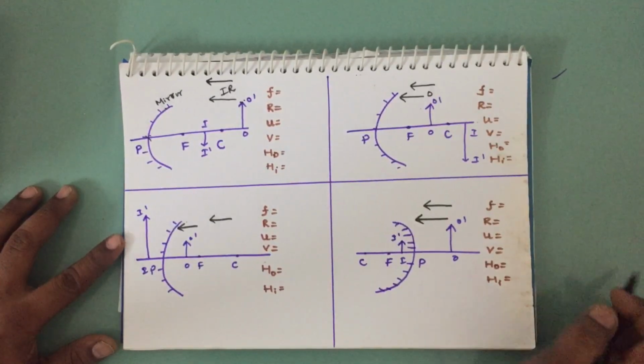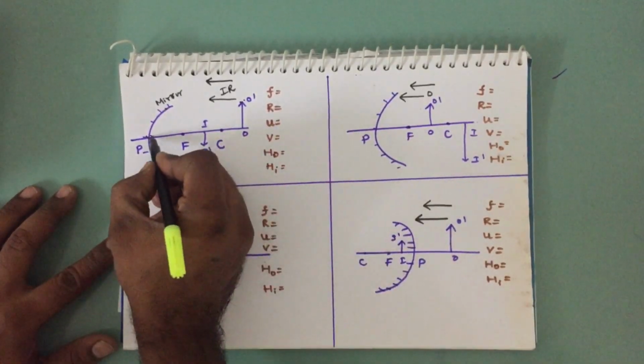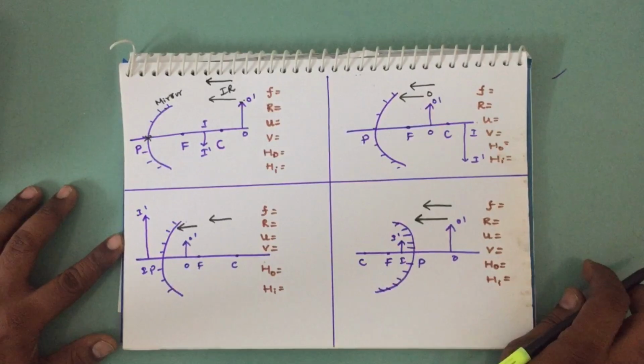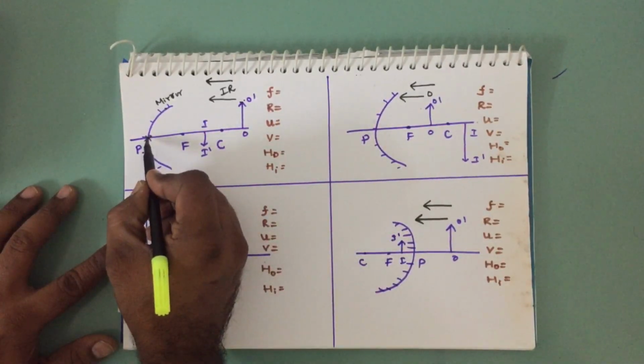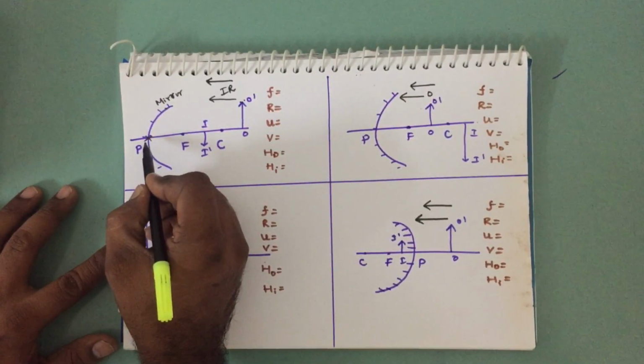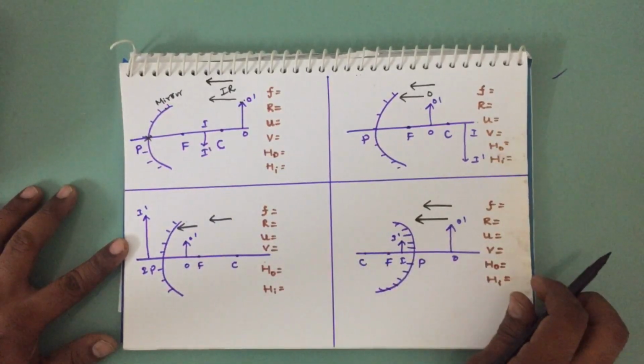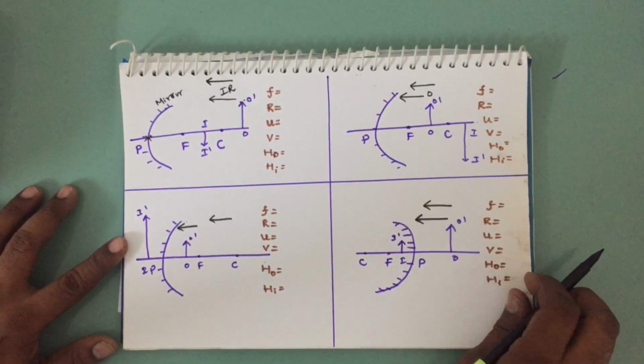Next, in order to measure any distance, we need to measure it from the pole. If we measure the distance in the same direction as the incident ray, it should be considered positive. Otherwise, we should take it as negative.